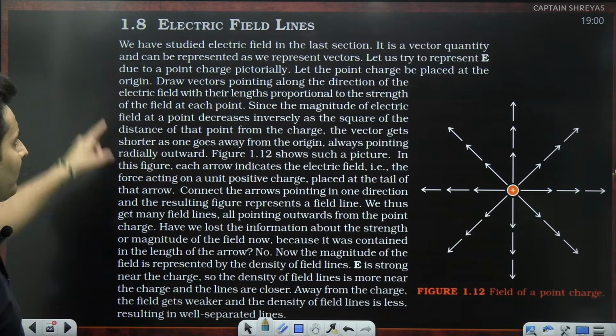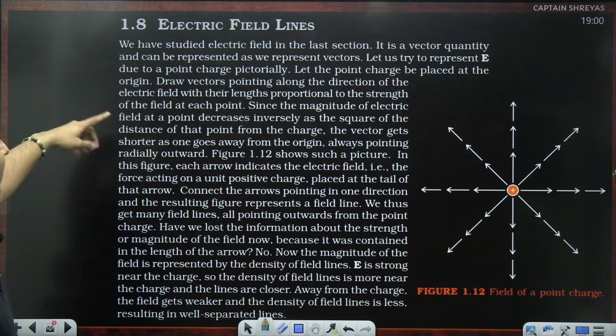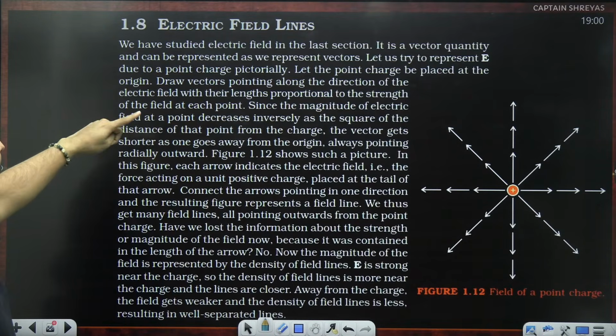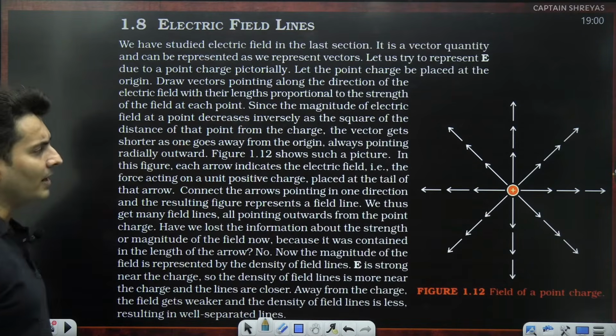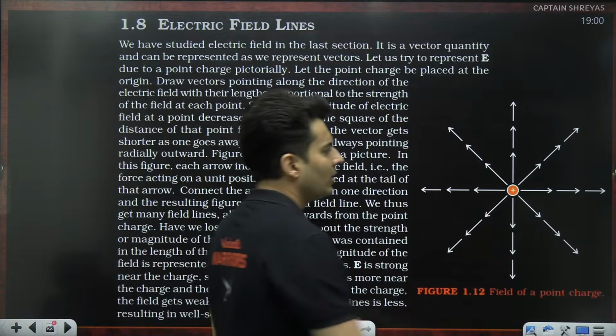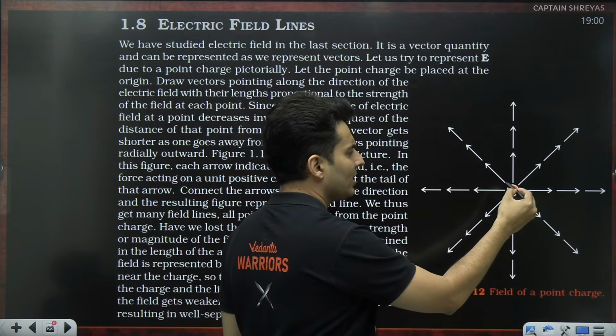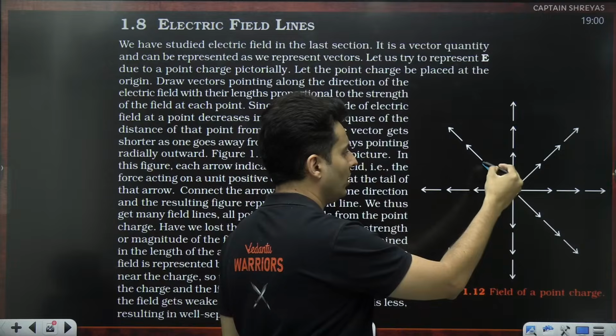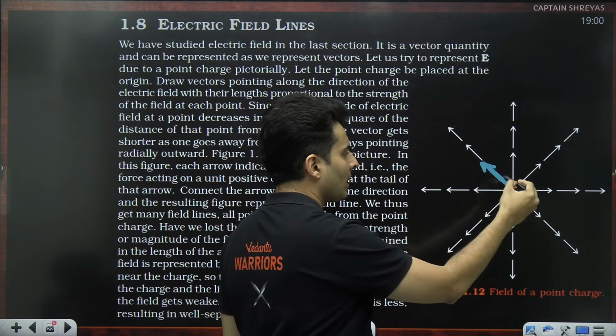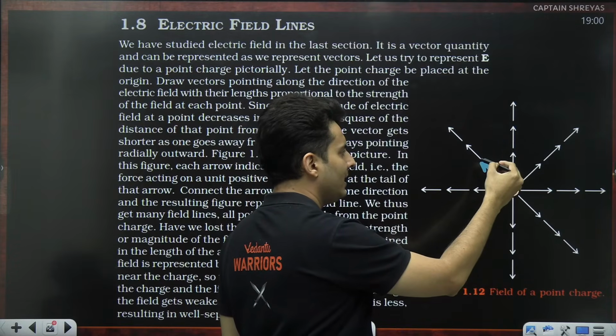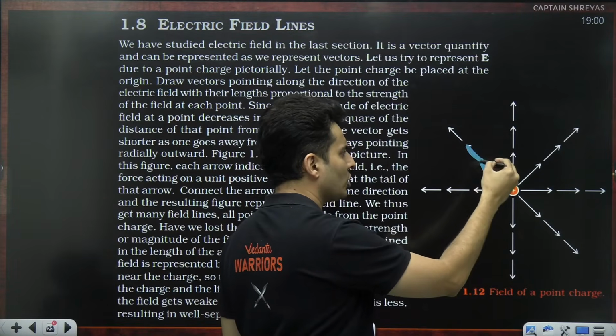So they say, okay, we have studied this, draw vectors pointing in the direction of the electric field with their lengths proportional to the strength of the field. At each point, since the magnitude of the field decreases inversely as a square, the vector gets shorter as one goes away. So basically, you go to any place and see how much the electric field is. Okay, it's very strong. You draw a longer line. Then you go to the next point and see what the electric field is there. If it is less, show a shorter arrow mark.